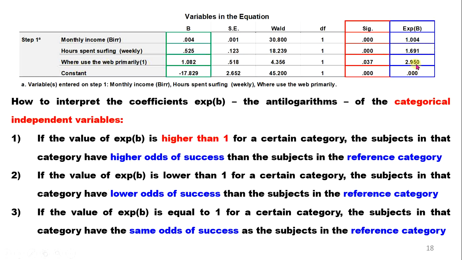አሁን በእኛ ኬዝ ምንድን ነው? ይሄ የትኛው ነው? ይሄው 2.95 ይላል አይደል? ምን ማለት ነው? እነዚህ የት ናቸው ማለት ነው? ኦፊስ ኢንተርኔት የሚጠቀሙ ናቸው ማለት ነው። If the value of this coefficient is lower than 1 for a certain category, the subjects in that category have lower odds of success than the subjects in the reference category ይሆናል ማለት ነው። What about if this coefficient comes to 1 for a certain category? The subjects in that category have the same odds of success as the subjects in the reference category ነው ማለት ነው። ስለዚህ እስቲ በእኛ ኬዝ ምንድን ነው ያለን? አንድ ነው ያለን categorical variable, where to use the web ነው። ስለዚህ ሬፈረንስ ካቴጎሪ ኦፊስ ነው፣ 2.95 መጣ። እንዴት ነው ይሄን ኢንተርፕሬት የምታደርጉት?